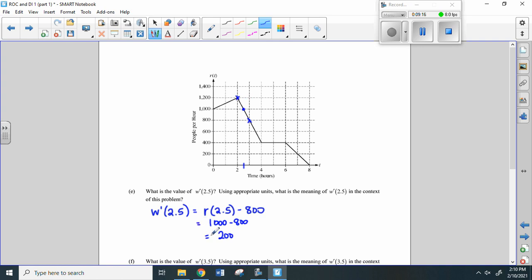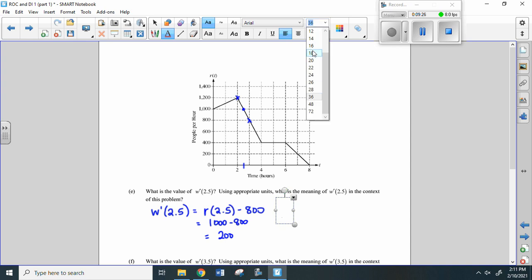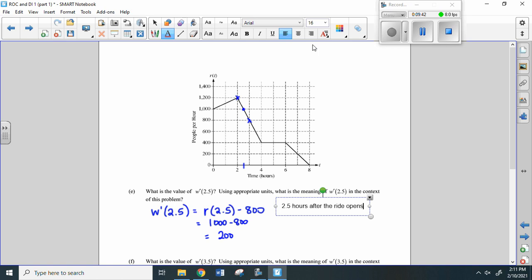Now, what are the appropriate units? What is the meaning of that? Well, I'm going to type this because I can type faster than I can write. So the meaning of that then, and it doesn't matter at which end of your statement you talk about the 2.5, so I'm going to do it first so I don't forget: 2.5 hours after the ride opens. So that's where my 2.5 comes in.